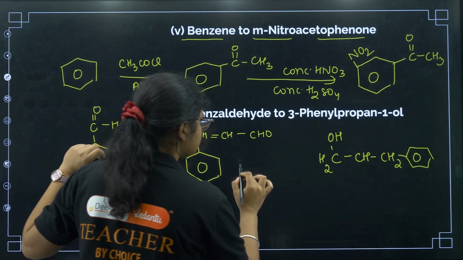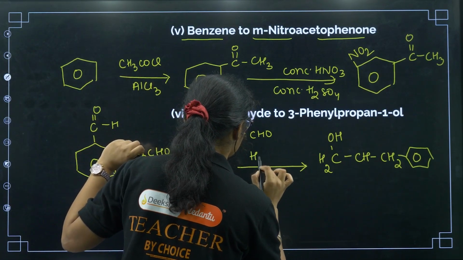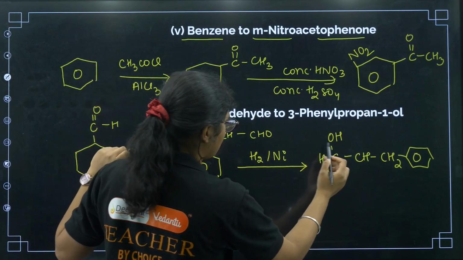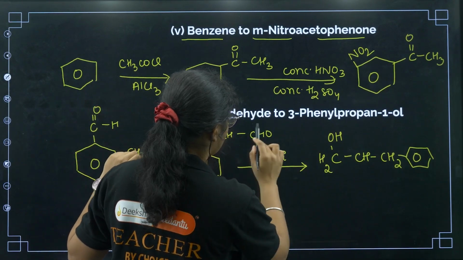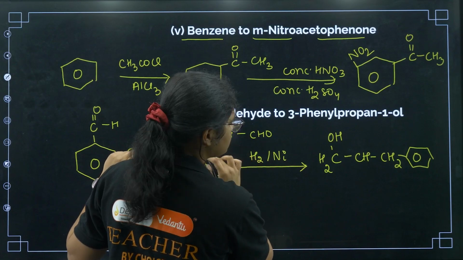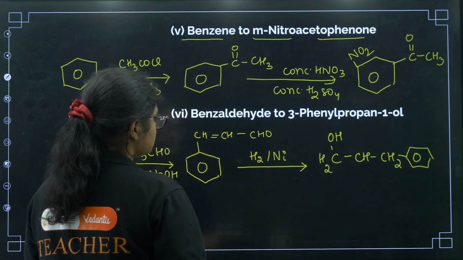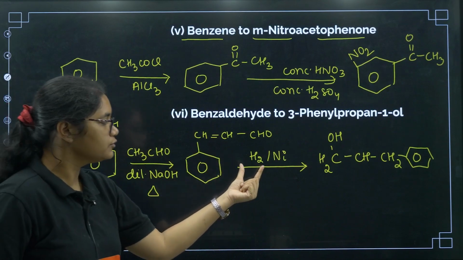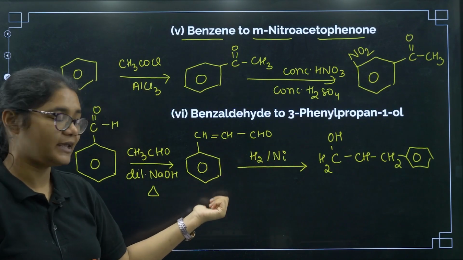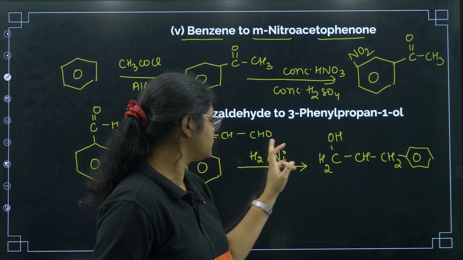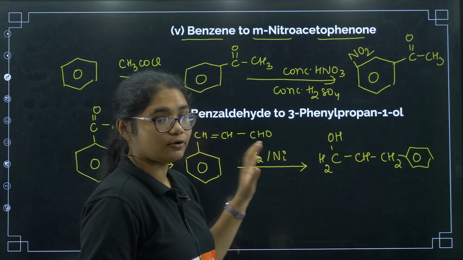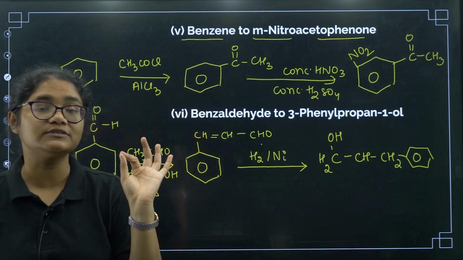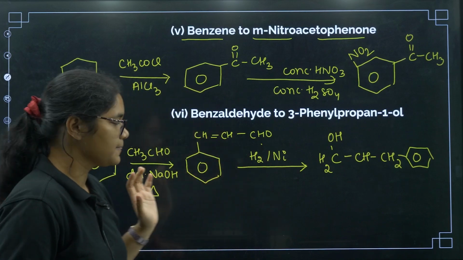Now if this one is there and I treat it with hydrogen and nickel, then all this will be reduced and you will get one OH group here and CH2, CH2, this one, right? So we have 1, 2, 3 carbons. If you use NaBH4 or LiAlH4, then only this group will be reduced to alcohol, but this group won't be reduced. So to reduce both the double bond and the aldehyde group, you need to use hydrogen and nickel.